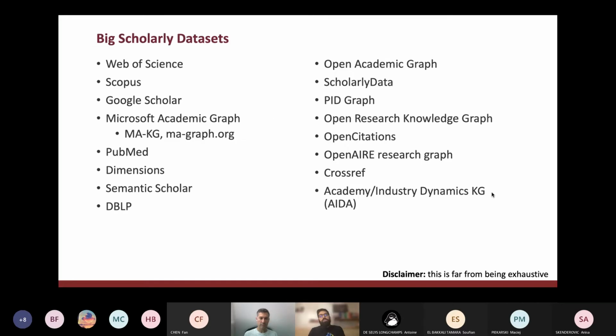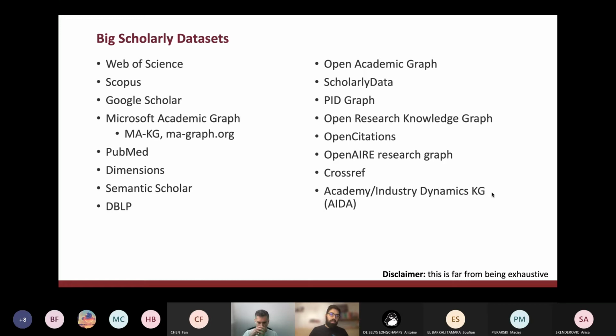Anyway, let's move instead to data providers, or actually datasets, because as I mentioned to you before, we don't have to build them. Most of them are already built. Some of them need refinement, but the core is already kind of made. So there are a lot of scholarly datasets, big scholarly datasets.